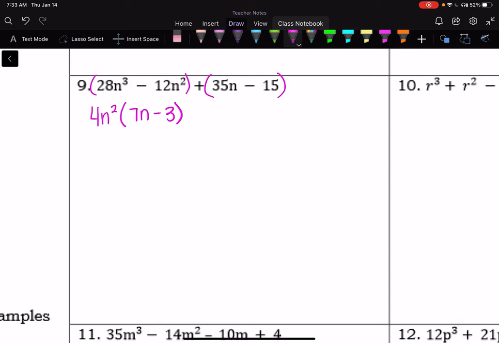If you can see the GCF from the next grouping, you can go ahead and pull it out, or you can use the same method that I used previously, looking to see how many times 7 goes into 35, which is 5, and how many times negative 3 goes into negative 15, which is also 5, which verifies that my GCF is going to be 5, and that leaves me with 7n minus 3. The funny GCF is 7n minus 3, and then 4n squared plus 5. Sorry about that.